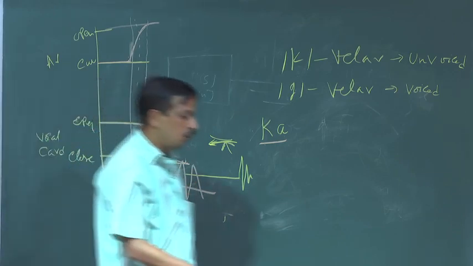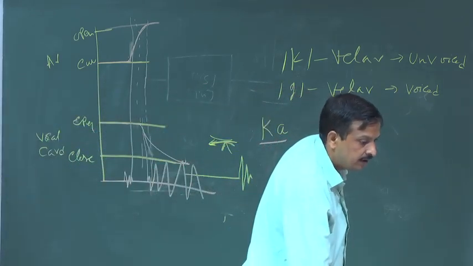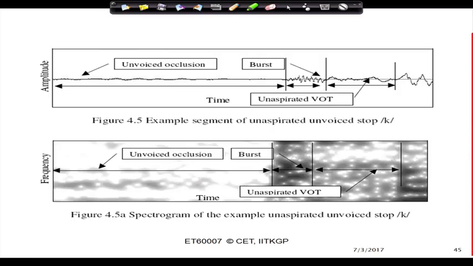Okay. I can show you one picture. Let us come here. If we see in this picture, during the production the articulator is closed, no sound, and the vocal cords are open. So, this period we call occlusion.